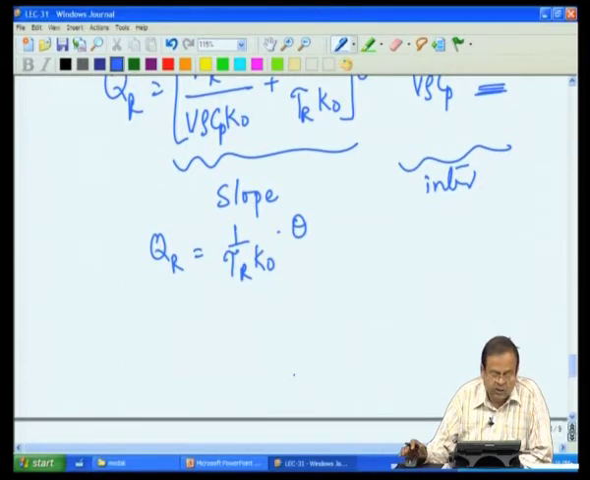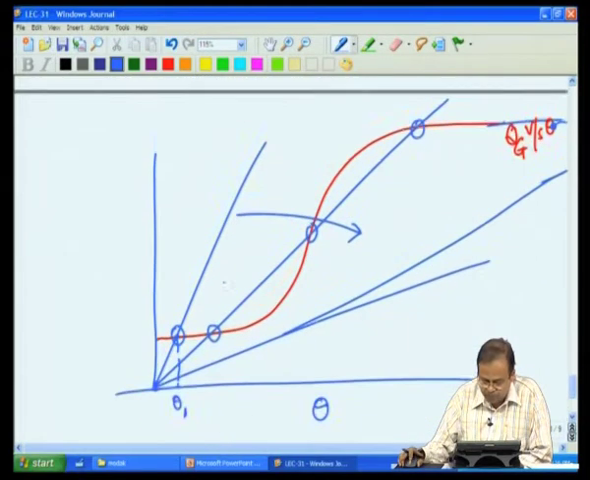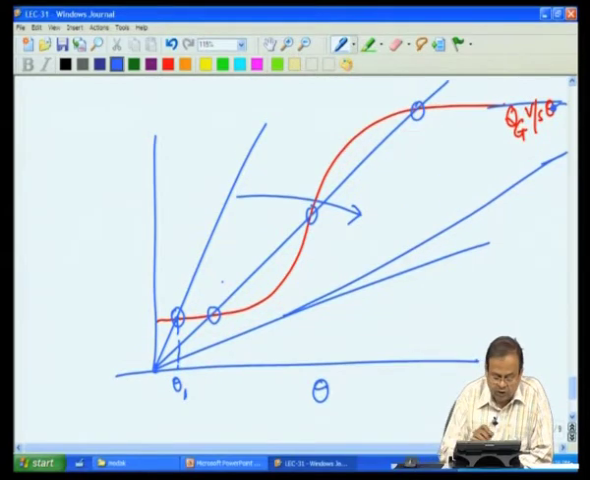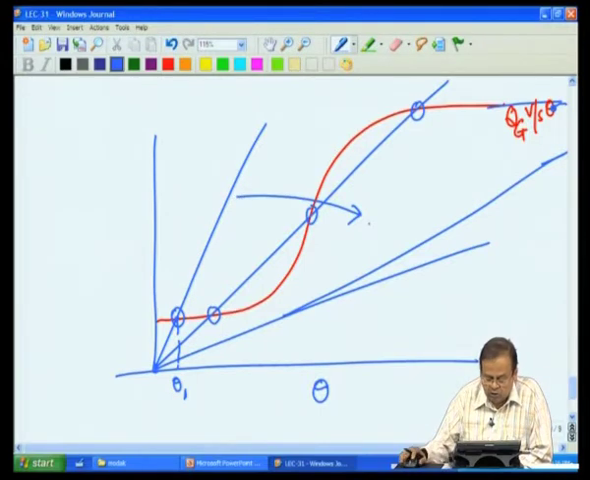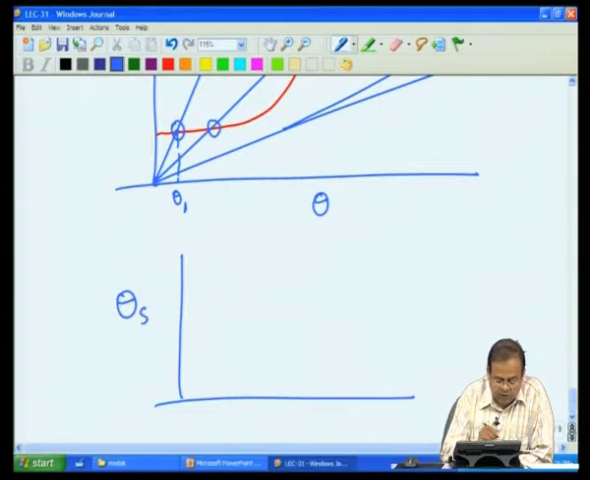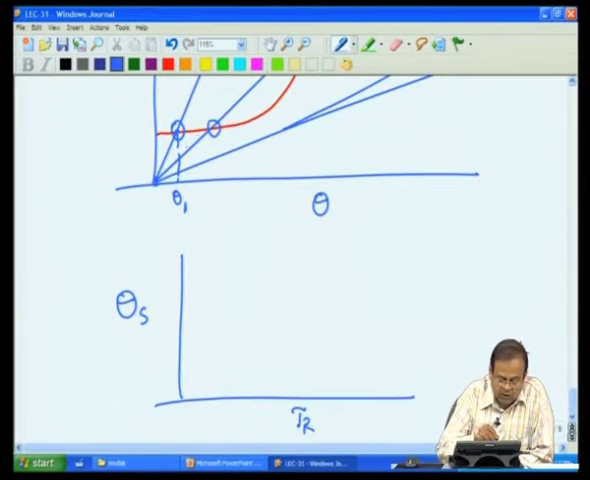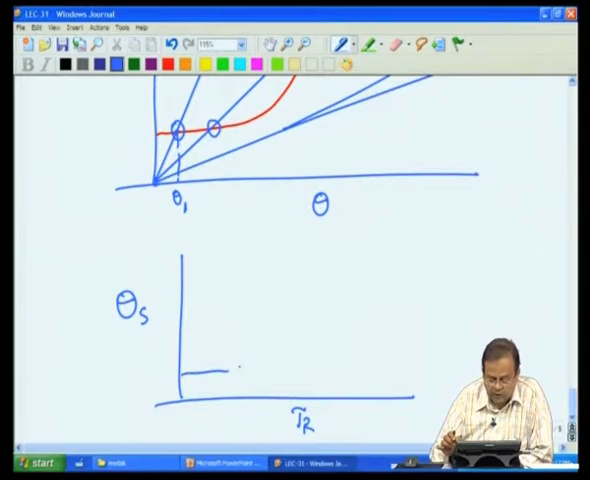If we change the residence time such that we start from a small value to a large value, what will happen to the steady state? From a small value to a large value of residence time implies that the slope of this line is decreasing. So, what will we get? We will get something like this. If you are looking at steady state temperature theta s versus residence time tau r, when tau r is low, we have only one steady state, and so we will have this lower branch of steady state.